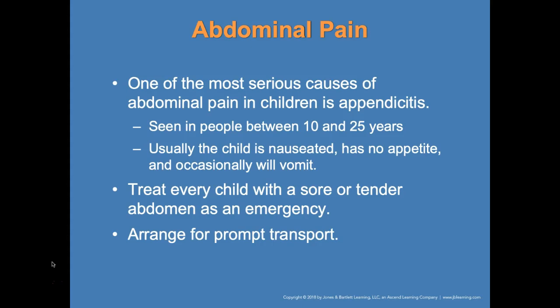One of our most serious causes of abdominal pain in children is appendicitis. It's going to be seen in people between 10 and 25 years of age. Usually the child is nauseated, has no appetite, and occasionally will vomit. We need to treat every child with a sore, tender abdomen as an emergency. We need to arrange for prompt transport. Those pains usually start as a cramping near the belly button area, might move to the lower right quadrant, and become steady and more severe. Like I said, they might be nauseated, have no appetite, and occasionally vomit.